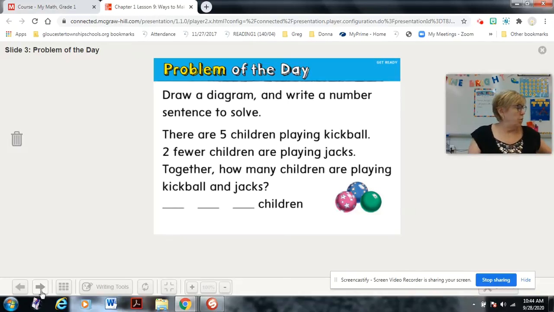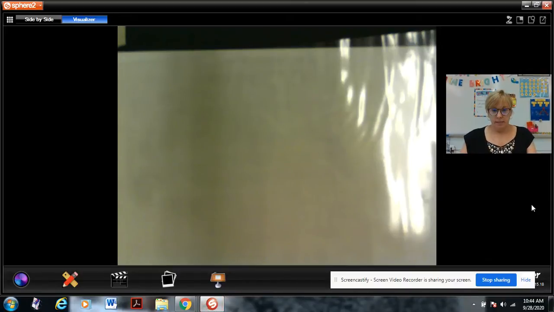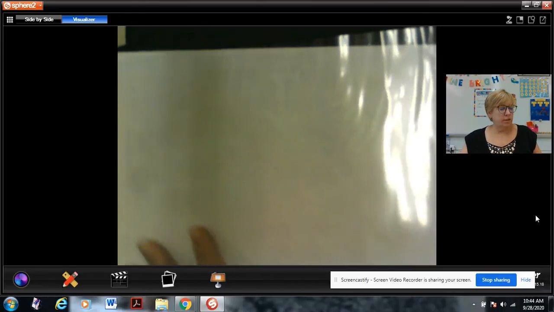All right, so first let me read it to you. It says, there are 5 children playing kickball, and there's 2 fewer children playing jacks. Together, how many children are playing kickball and jacks? All right, so let us look at this, okay? So right here, this is just a screen that you can see what's on my desk.